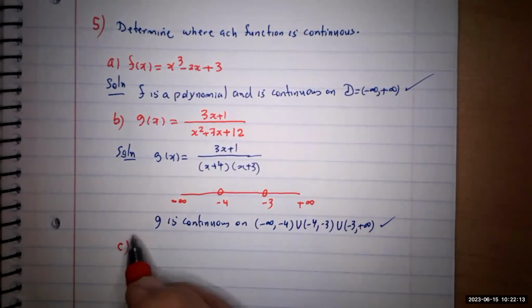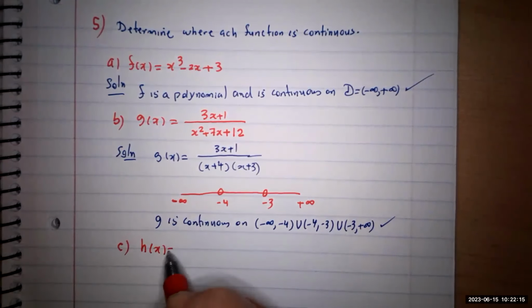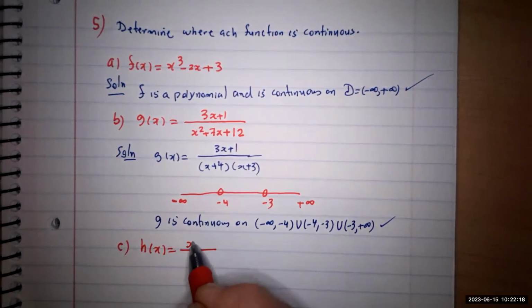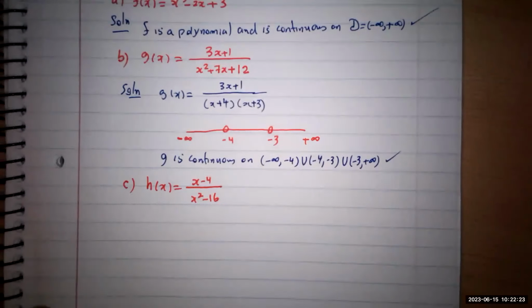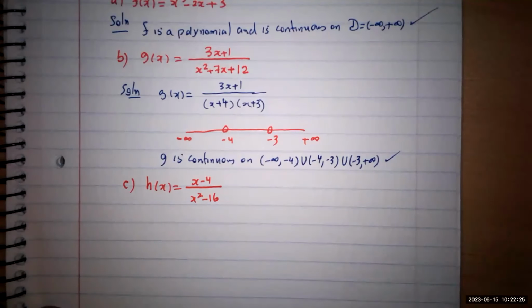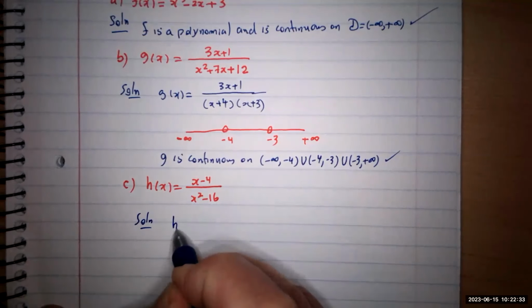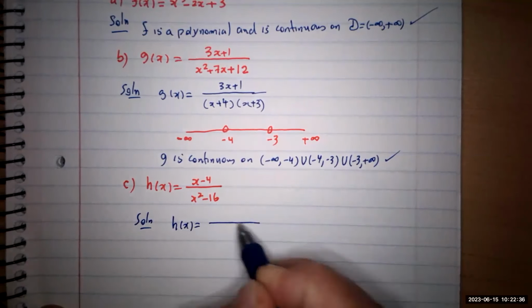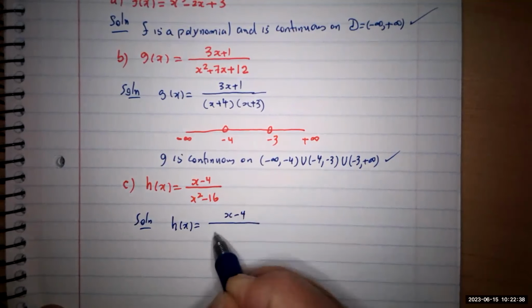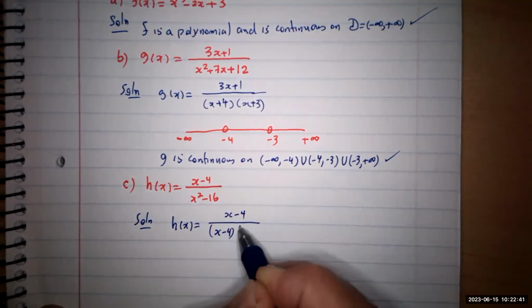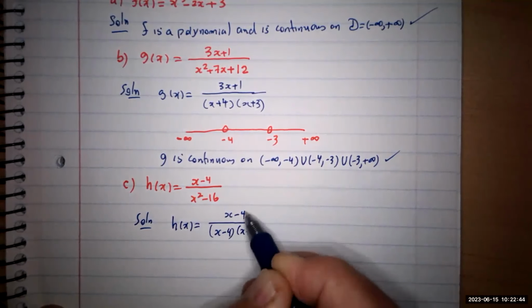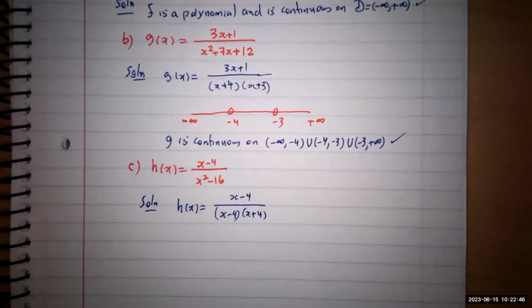Let's see what's special about this one, h of x. This is the one that some people missed. Again, it's a rational function. You have to factor the denominator first. Solution. H of x equals x minus 4 over x minus 4 times x plus 4. The point about this one is don't simplify it, because you're just checking the continuity.